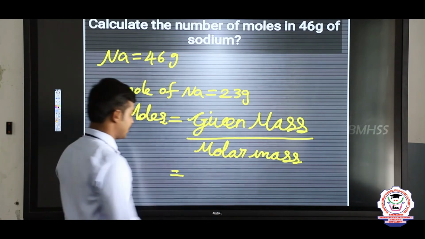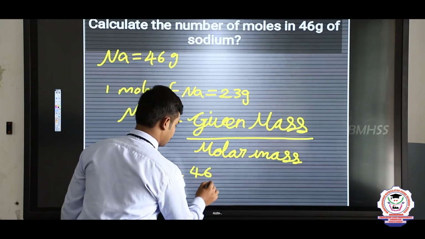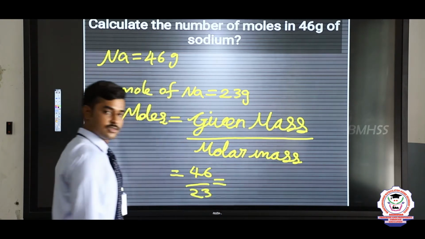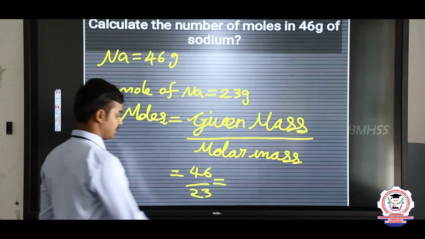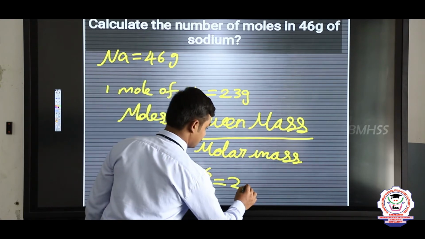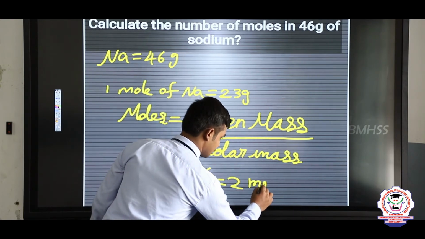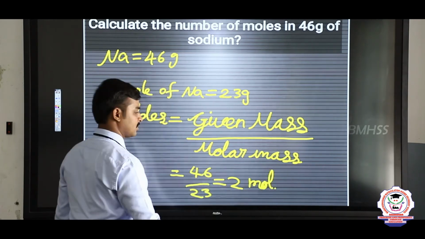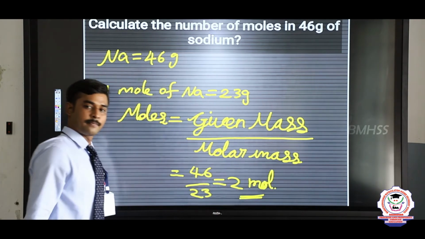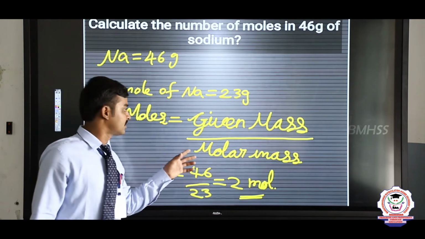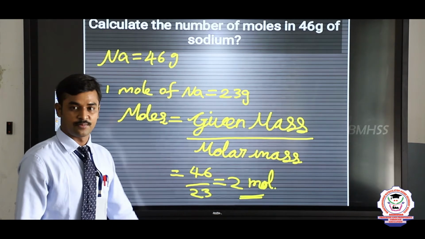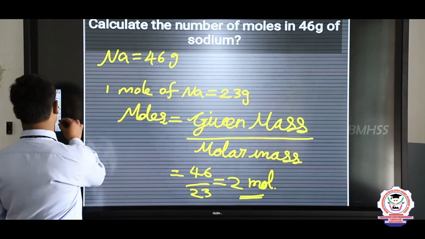So, the given mass is 46 gram. The molar mass for sodium is 23 gram. So, the number of moles present in sodium is 46 by 23, 2 moles. So, 2 mole is the answer. So, the formula for calculating the moles is given mass divided by molar mass. So, it is the second model sum, and we go to the next.